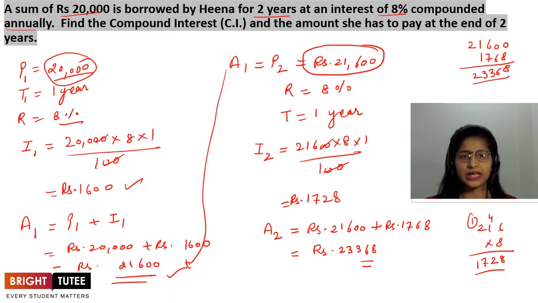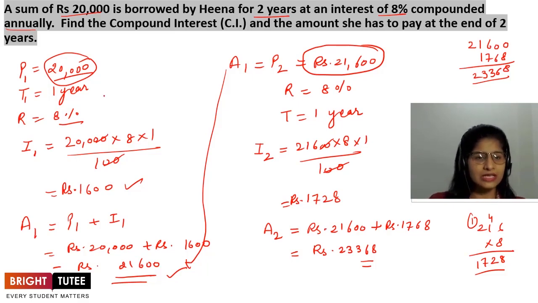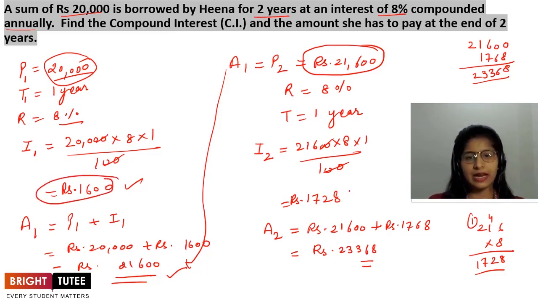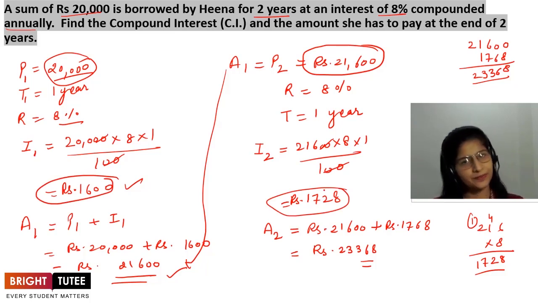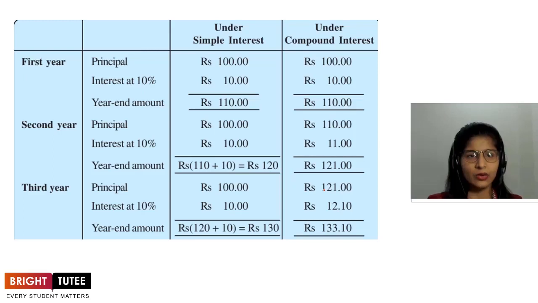I hope this gives you a clear idea of what compound interest is, right? So whenever it is written compounded annually, what is the total interest that the person has paid? We have found the compound interest, we have calculated the amount she has to pay at the end of 2 years. Total interest is how much? You have to just add I1 and I2. When you add these two, you get the total interest paid. Clear? Let's move ahead now.